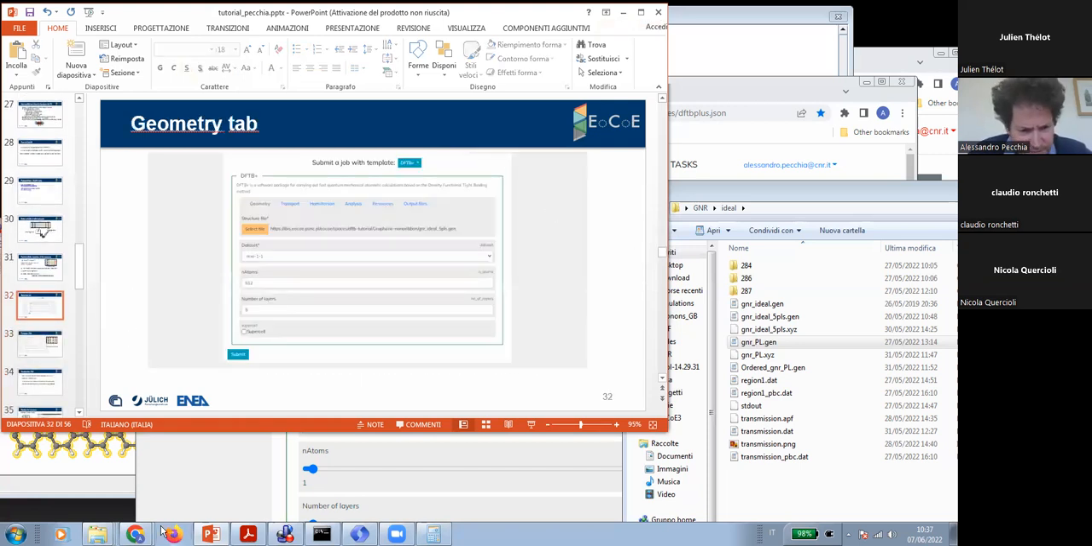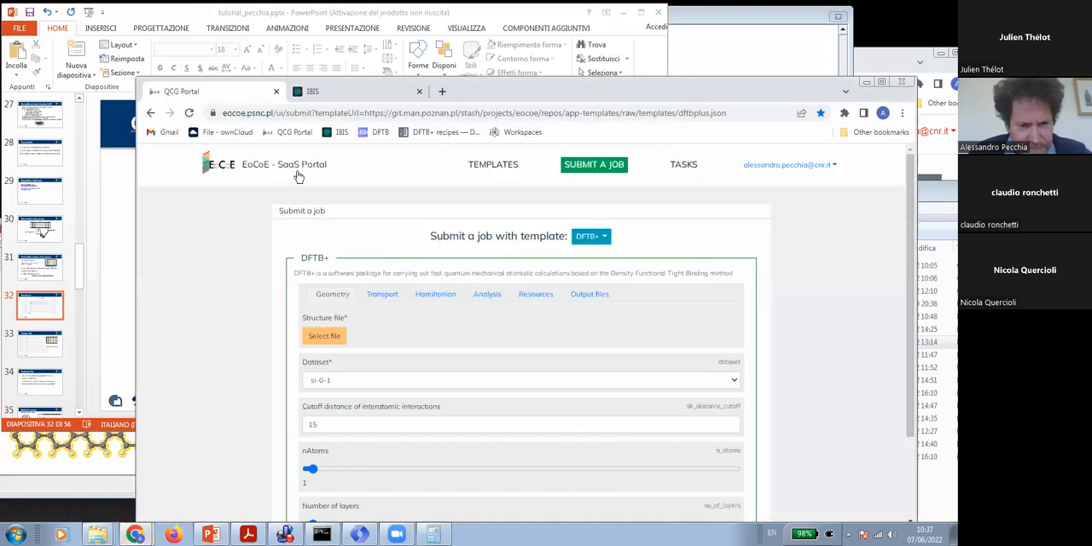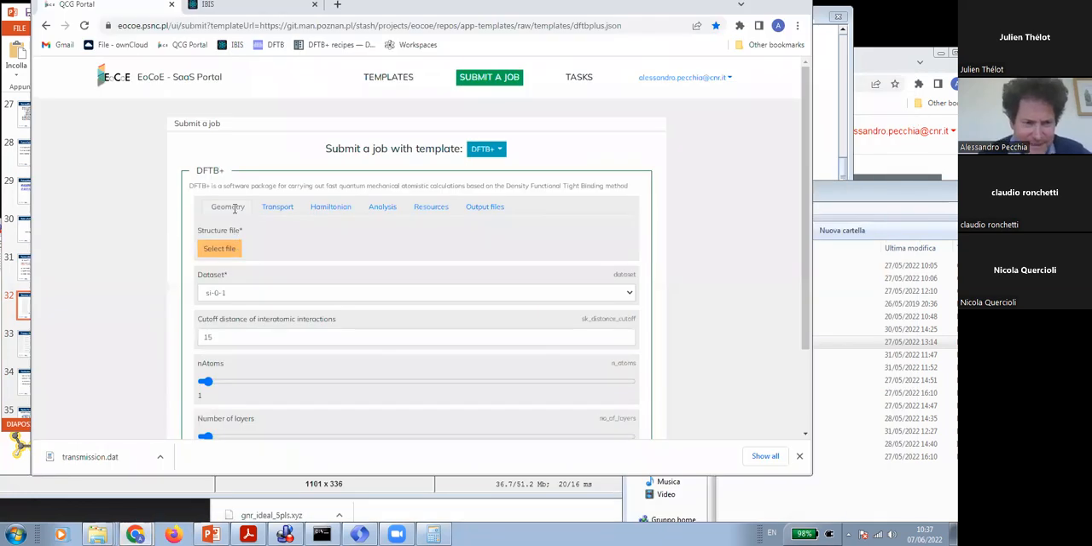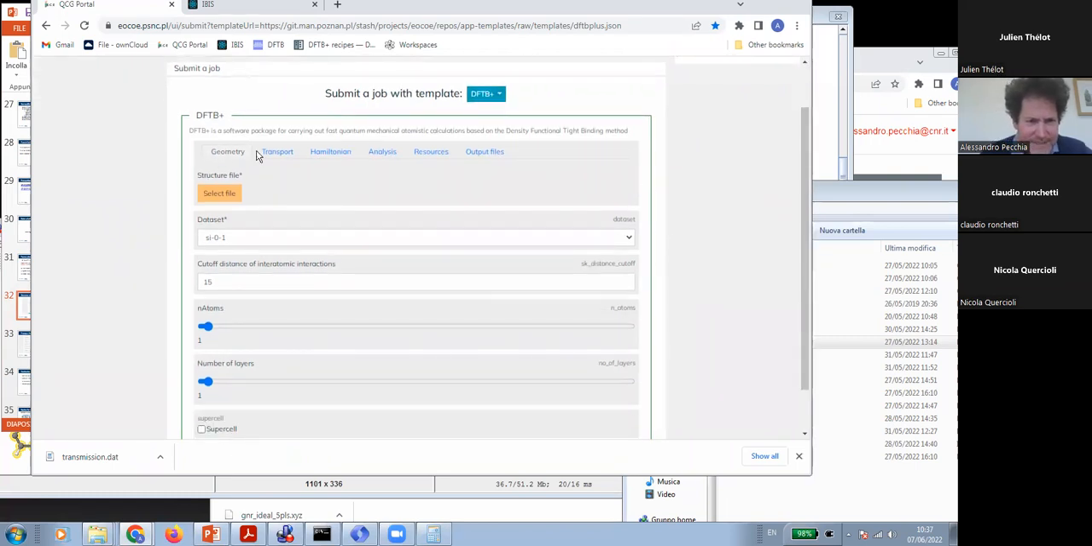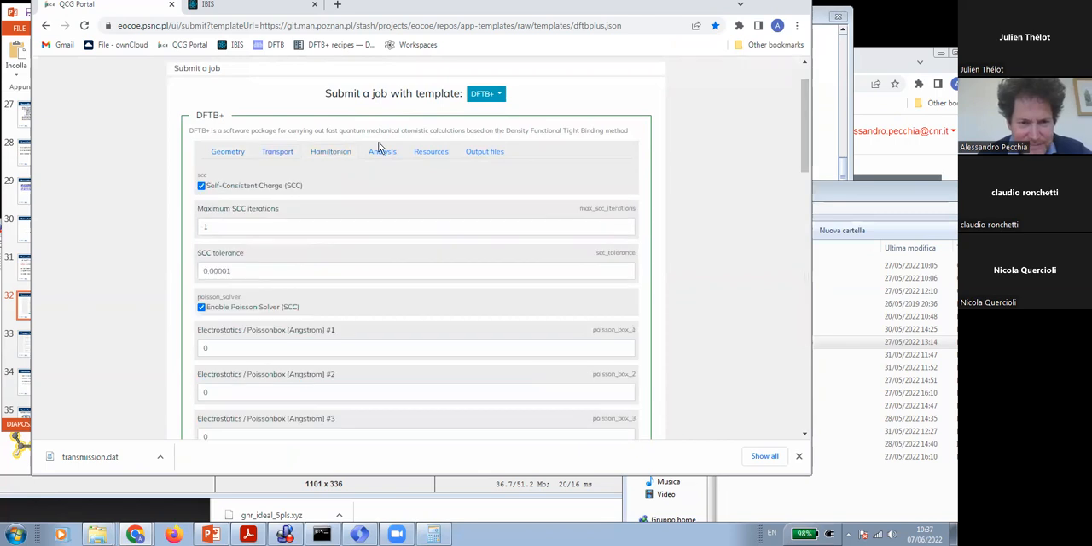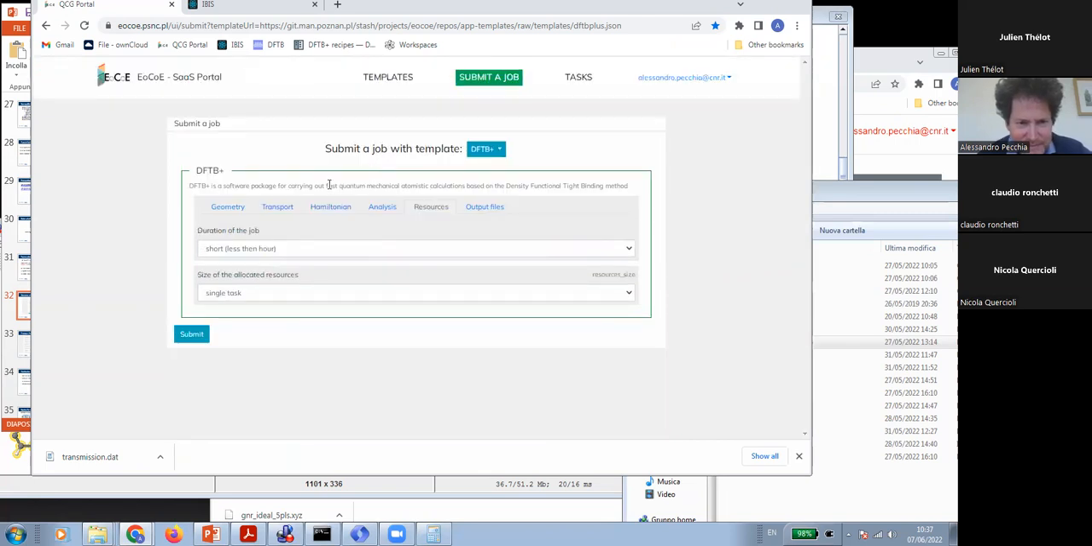So if we go to the portal, we can start doing something. We can select, okay, we start from selecting the DFTB template. And we start from the geometry tab. There are several tabs and numbers to fill in.